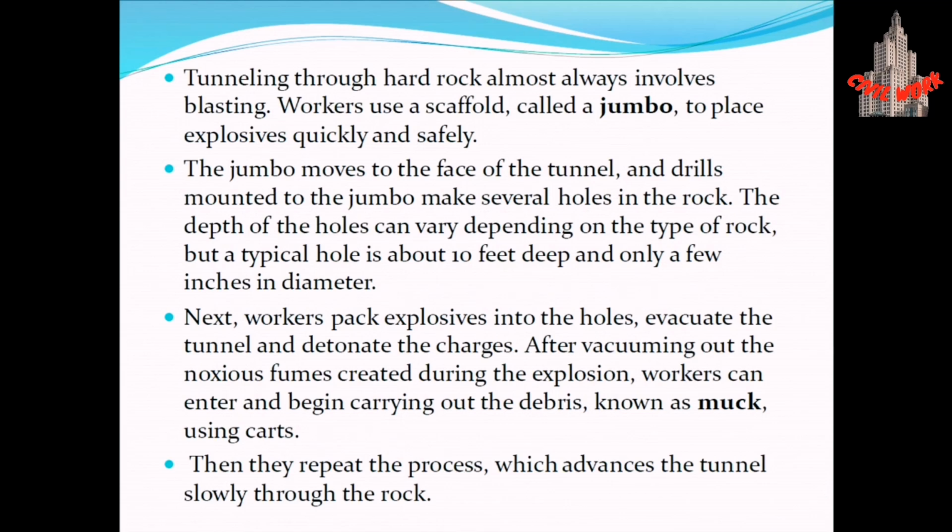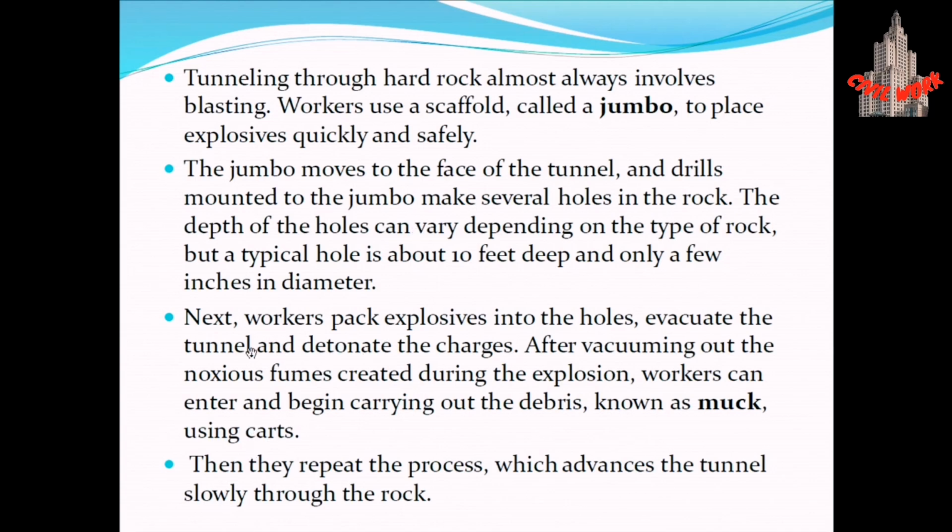Tunneling through hard rock almost always involves blasting. Workers use a scaffold called a jumbo to place the explosive quickly and safely. The jumbo moves to the face of the tunnel, and drills mounted on the jumbo make several holes into the rock. The depth of the holes can vary depending on the type of rock, but a typical hole is about 10 feet deep and only a few inches in diameter.